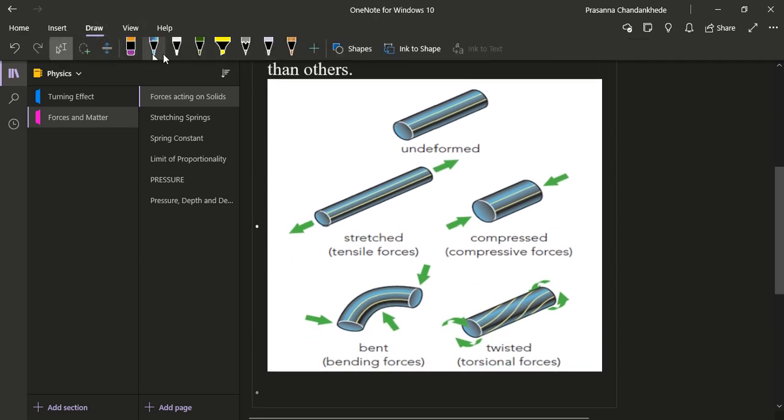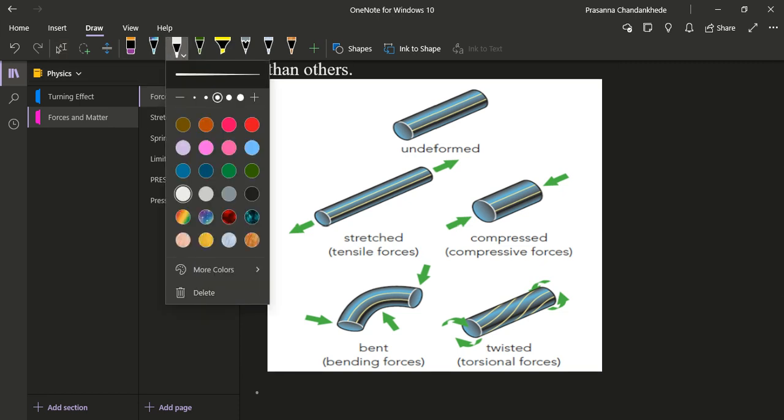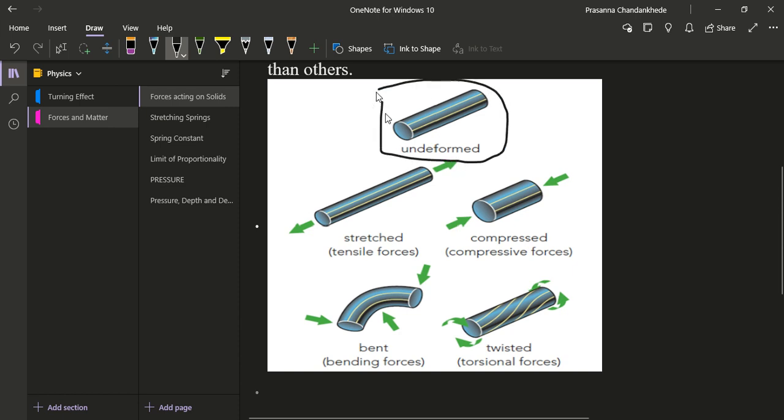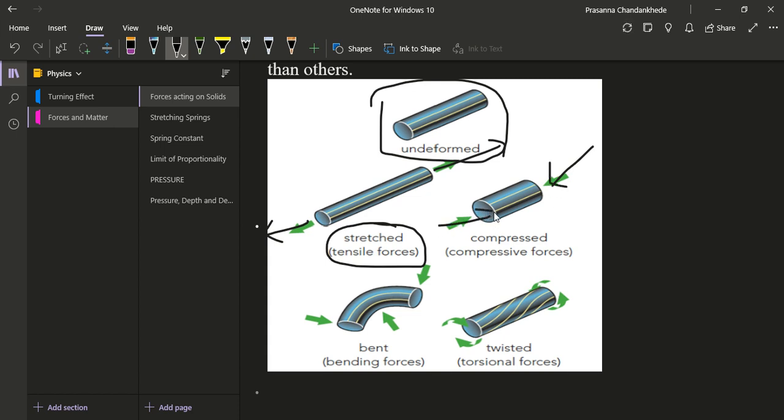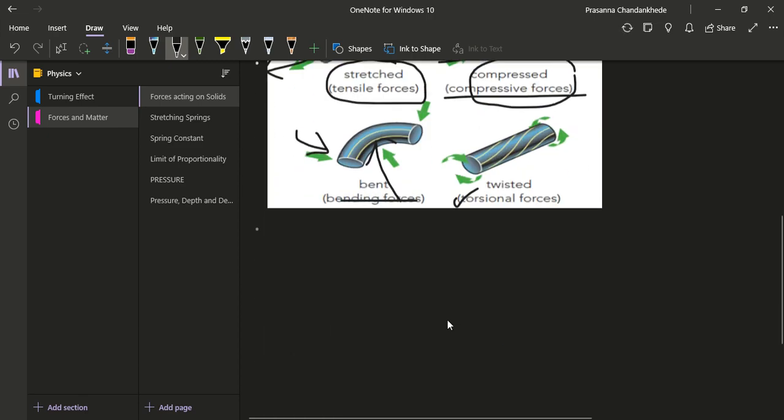Let me just use the draw button. Let me change this back. So this is an undeformed object. When force is applied from both sides, the thing stretches, which is tensile forces. When the forces act inside, it is compressive forces. When the force is applied here and here, it tends to bend, the bending force. And when it is twisted, there's torsional forces.